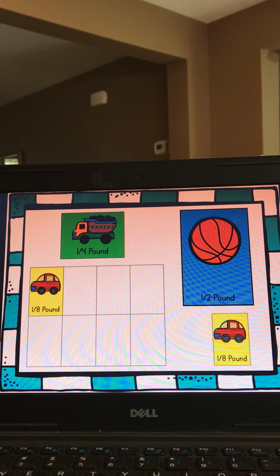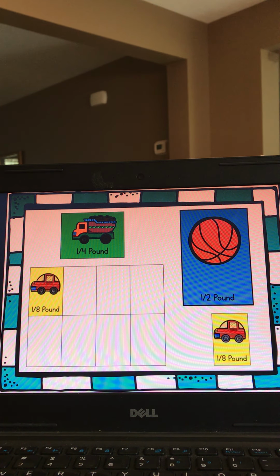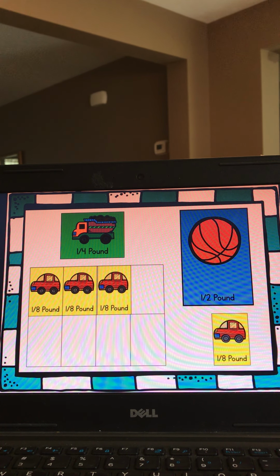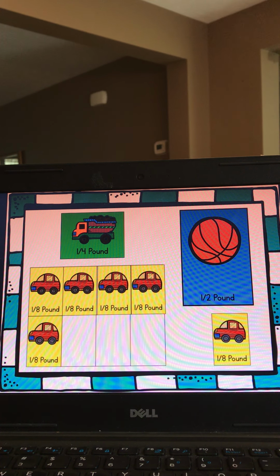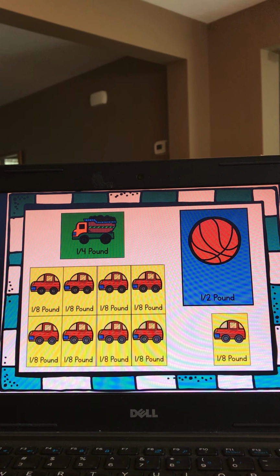Now, for my little car. My little car weighs 1/8 of a pound, and it takes up 1/8 of the blocks. I could put 2 in there, 3, 4, 5, 6, 7, 8. And there I've given away another pound of toys. 8/8 equals 1 pound.